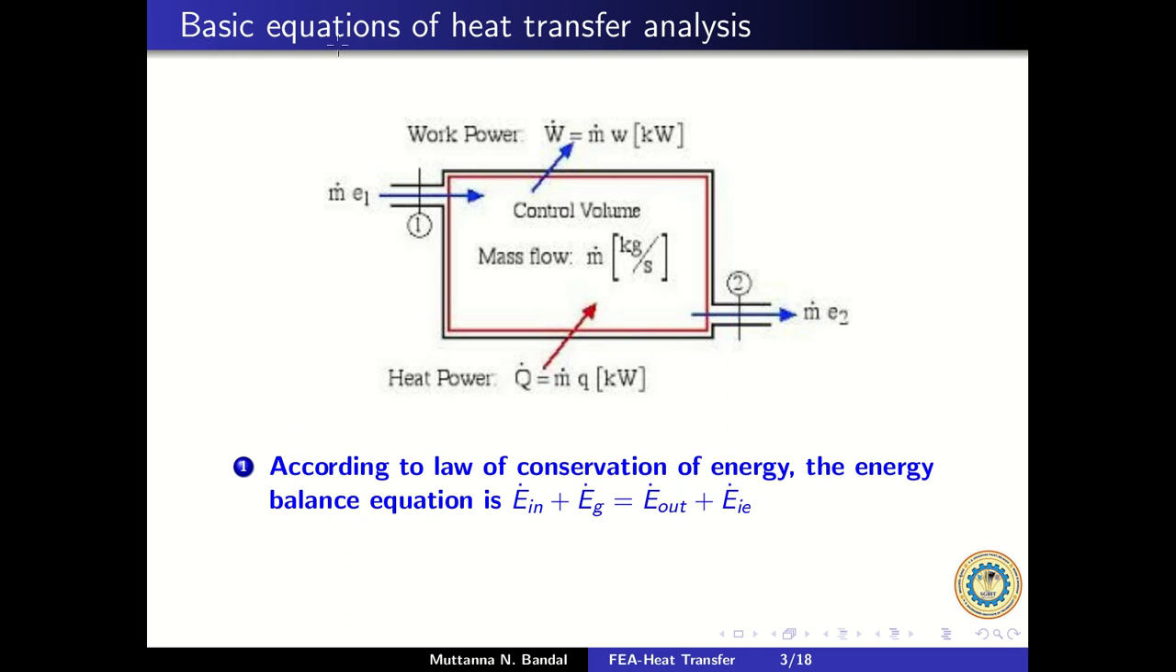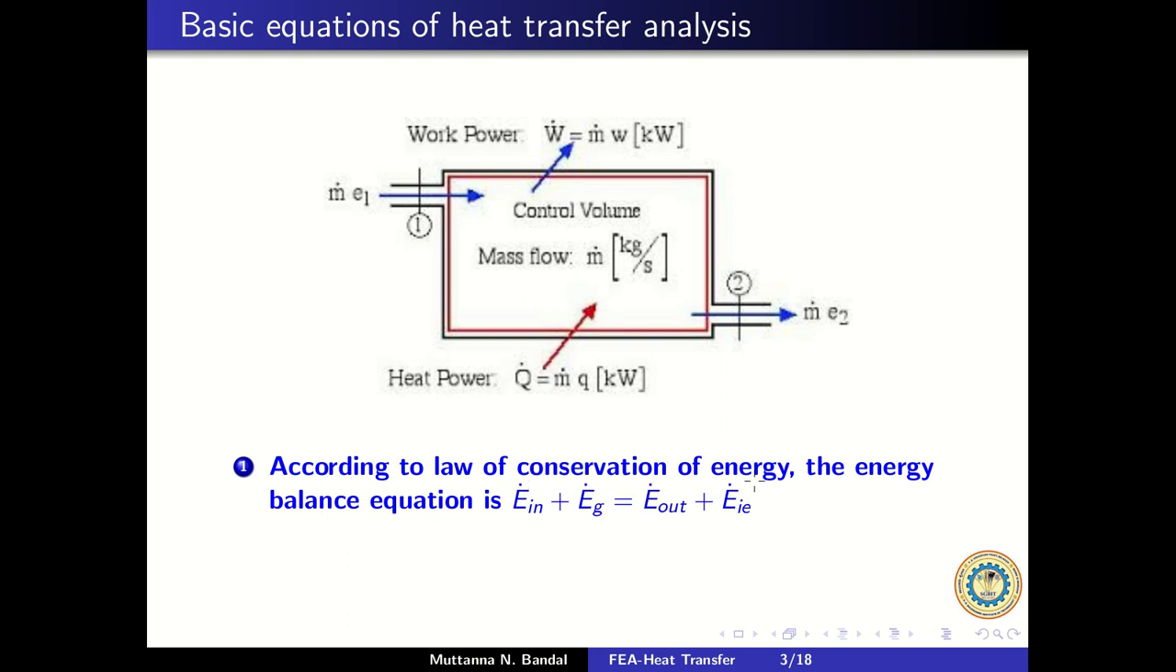One basic equation is the energy balance equation, as per the law of conservation of energy, which is given as E_in plus E_g is equal to E_out plus E_st. Here there is a dot term. In this sense, it is basically the rate of energy per unit time. So it is the rate of energy with respect to time.